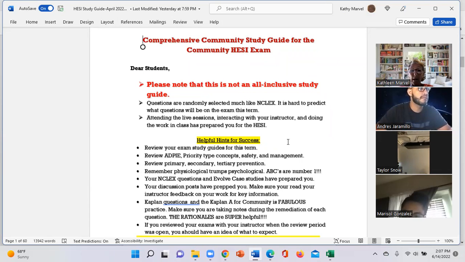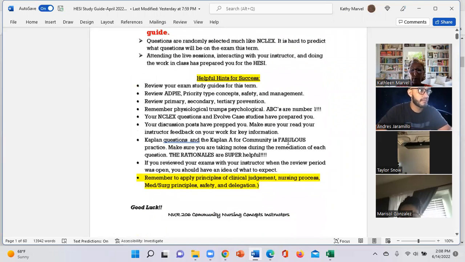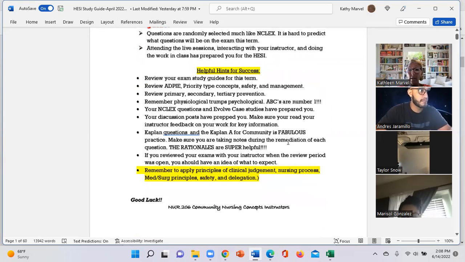Okay, so some helpful hints for success: review your exam study guides for this term. Just said that you have 3 of them. Okay, review your ADPI, priority type concepts, safety and management. We've covered that all term. We've covered primary, secondary, and tertiary all term. Right, remember that physiological trumps psychological. ABCs are number 1. Okay, NCLEX questions, your evolved case studies, your group projects, your homework, all of this has prepared you to take this exam.